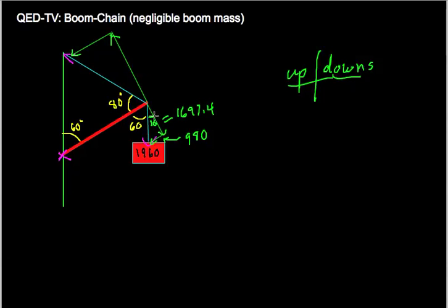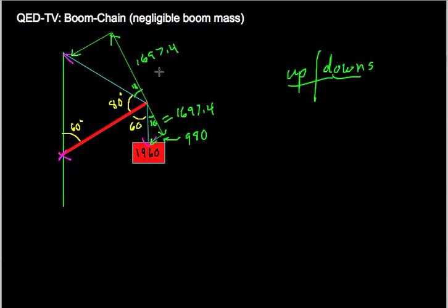So the only down I have now is this 1697 right here, down right there, which means that this up here is the only other up. So this one right here also must be 1697.4. So this has to be the same, 1697.4. And if that's the case, and I know that this is 80, then this right here must be 10.